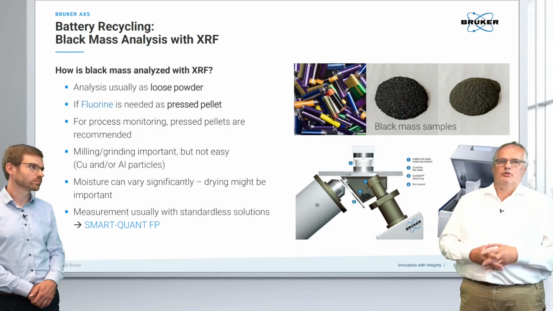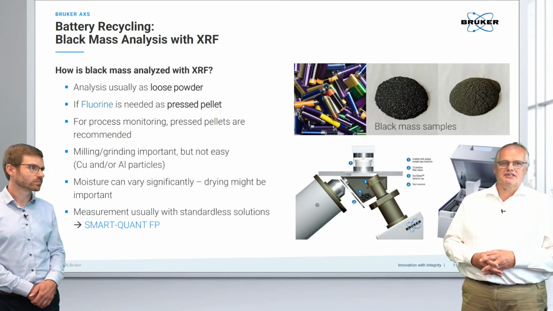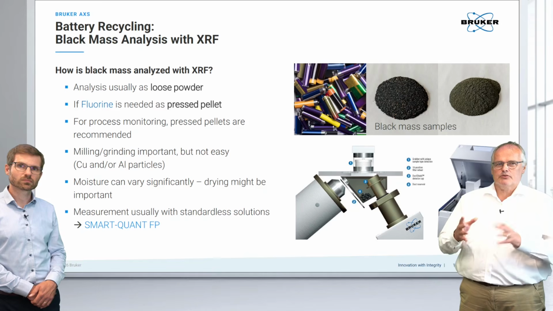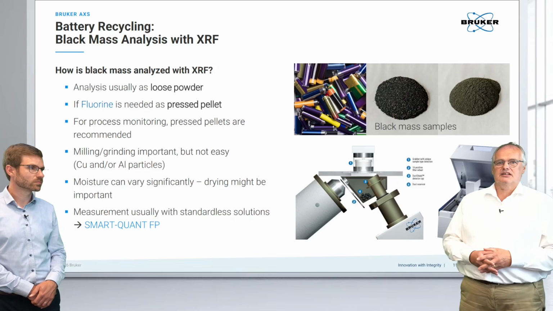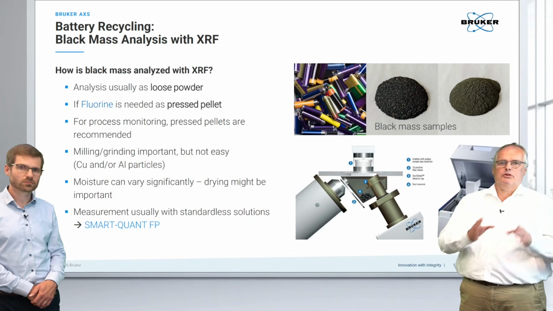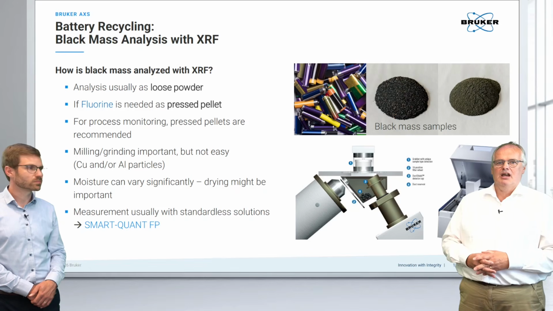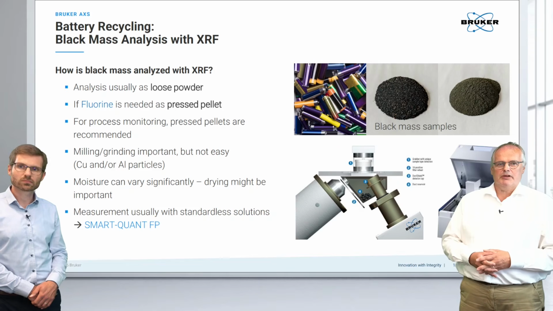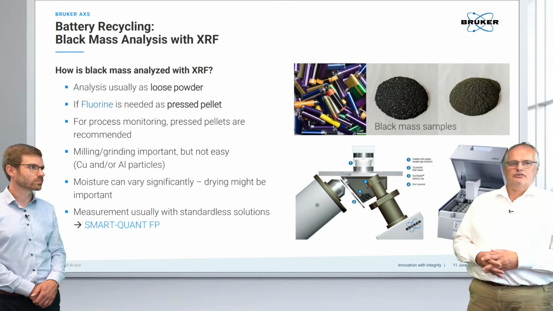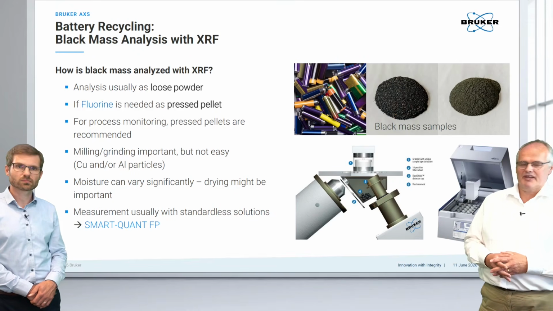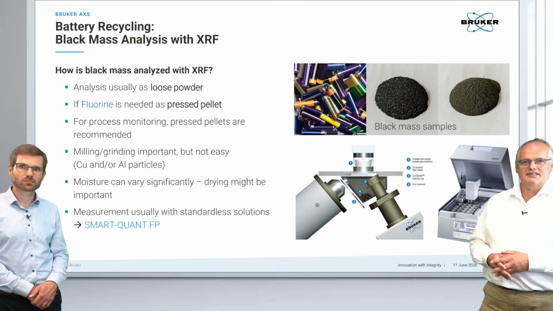Whenever fluorine is one of the important parameters for recycling, we would need to go to a pressed pellet. For process monitoring, it would be much better to go for a pressed pellet. This means milling and grinding are important, sometimes not easy when there might be metal parts in it. Moisture can be a topic, depending on how long the storage was. But we would use SmartQuant FP because it's medium range elements, and you can start with the S2 Ranger, with the S2 Puma, with the S6 Jaguar or the S8 Tiger, and you will get great results.